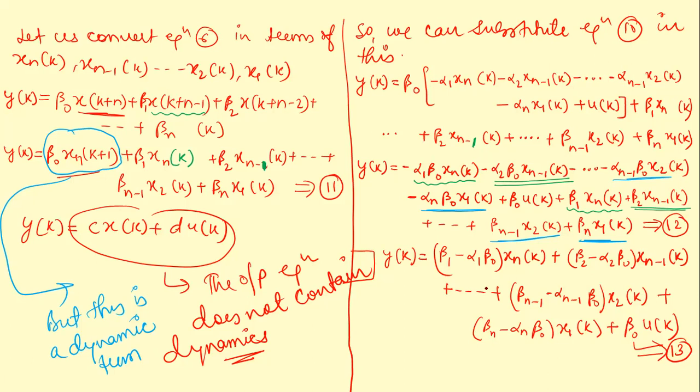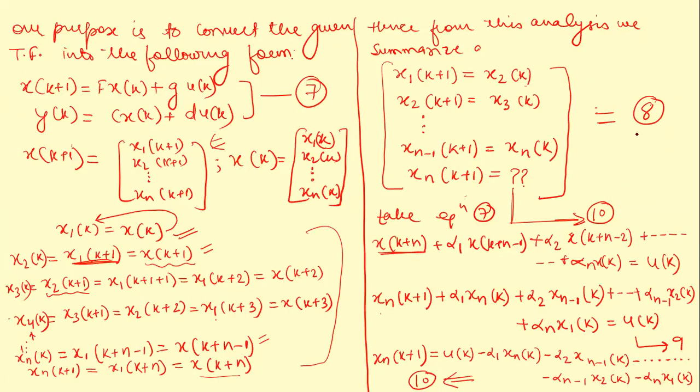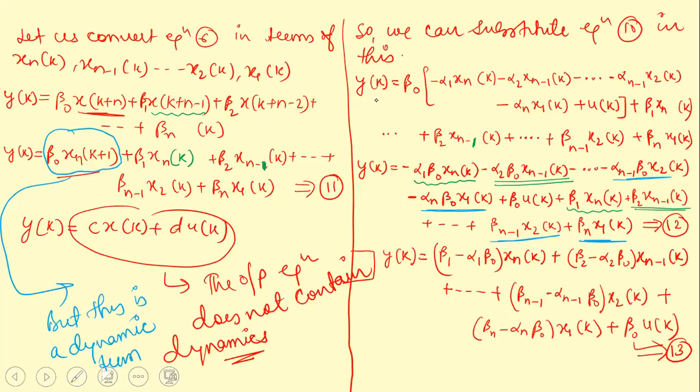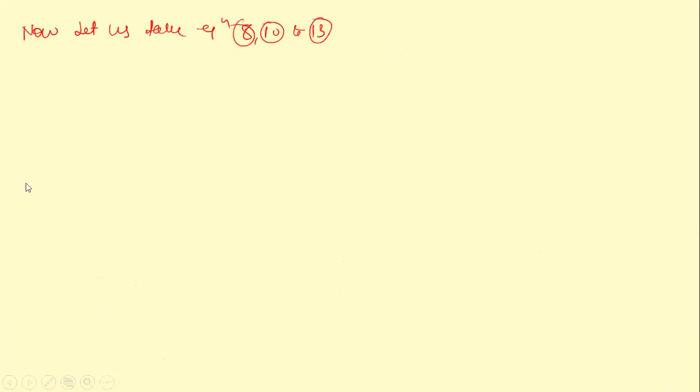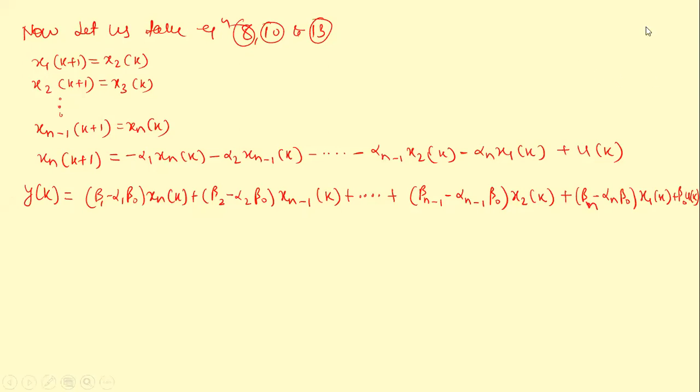Now we have some equations here. We have equation number 8, equation number 10, and equation number 13. So let us take equations 8, 10 and 13. In equation 8 we have x1 k plus 1, x2 k plus 1 and this, right? So let us write all these equations once again collectively at one place, right?